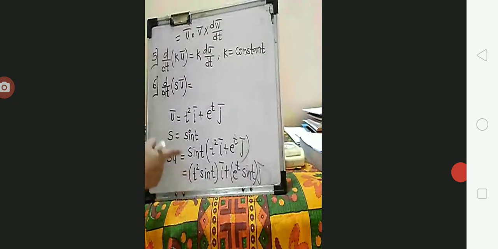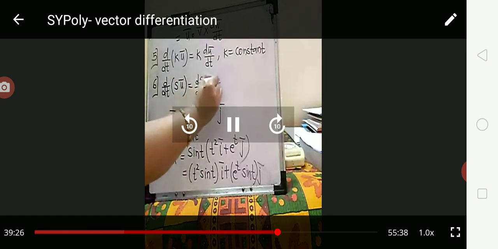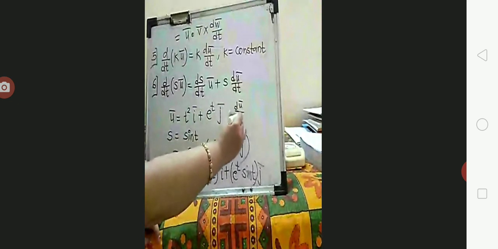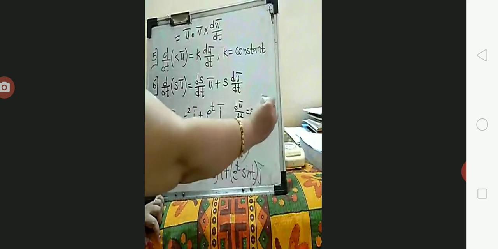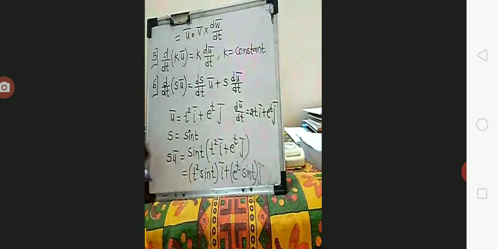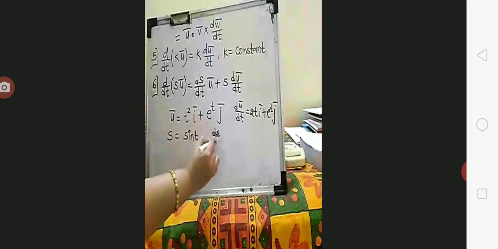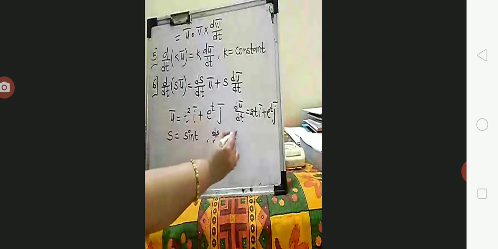So here, instead of doing this, I can write ds by dt times u bar plus s times du bar by dt. Correct? So you just take du bar by dt. Du bar by dt in this case is 2t i bar plus e raised to t k bar. Correct? And what do I have as ds by dt? I have ds by dt as cos t.